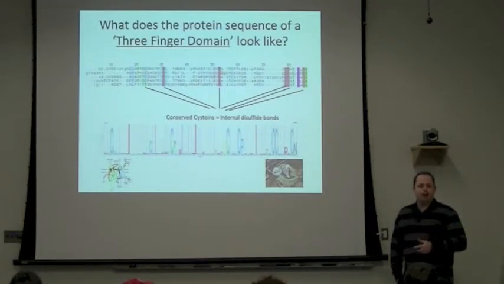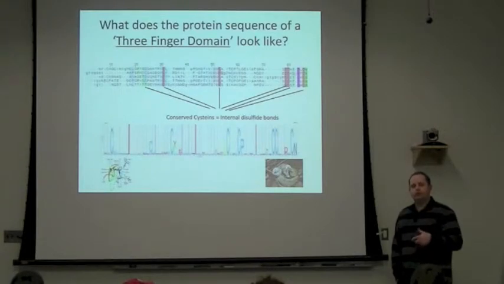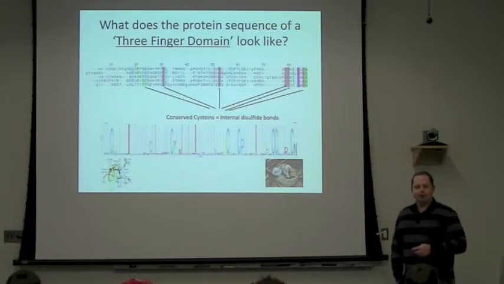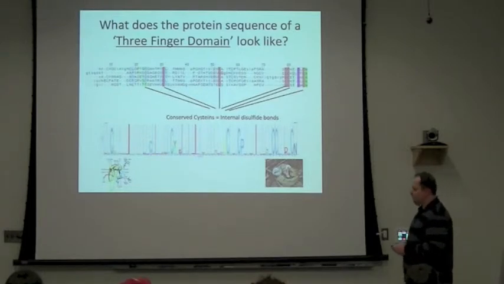It's not that they do nothing. The amino acids are changing so fast that it would appear amino acid substitutions are preferentially fixed in an adaptive fashion by natural selection. We don't know why, but every time we find 3-finger domains, no matter their job, they're evolving rapidly, with the exception of these cysteines.